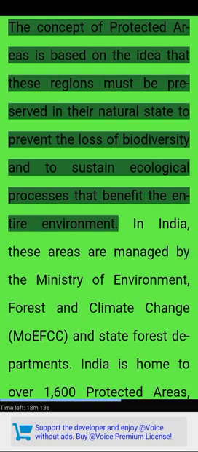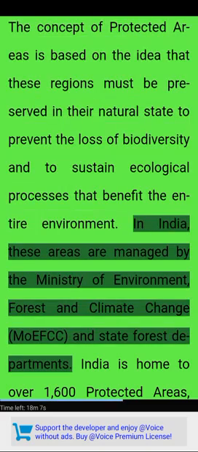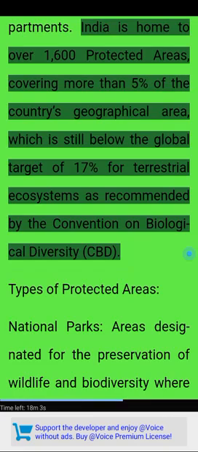The concept of protected areas is based on the idea that these regions must be preserved in their natural state to prevent the loss of biodiversity and to sustain ecological processes that benefit the entire environment. In India, these areas are managed by the Ministry of Environment, Forest and Climate Change (MoEFCC) and state forest departments. India is home to over 1,600 protected areas, covering more than 5% of the country's geographical area, which is still below the global target of 17% for terrestrial ecosystems as recommended by the Convention on Biological Diversity (CBD).